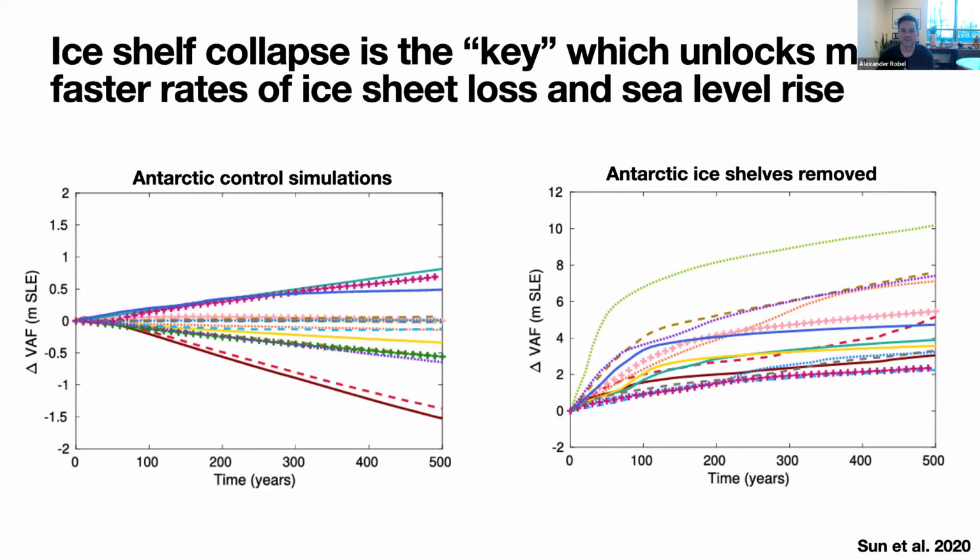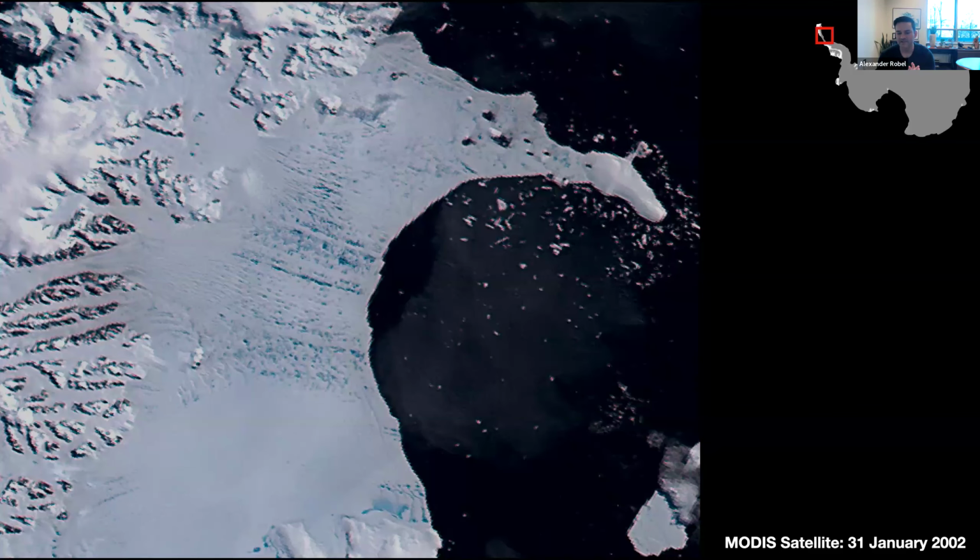But basically, there's general agreement within glaciology that if you remove ice shelves, you are going to produce a lot more sea level rise than you would otherwise. This is many meters in this case, if you look at the y-axis of difference between these. So understanding ice shelf collapse is very important for projecting sea level rise. And so this is also the other canonical reason why we study this problem.